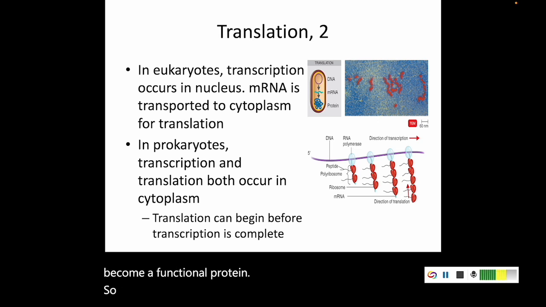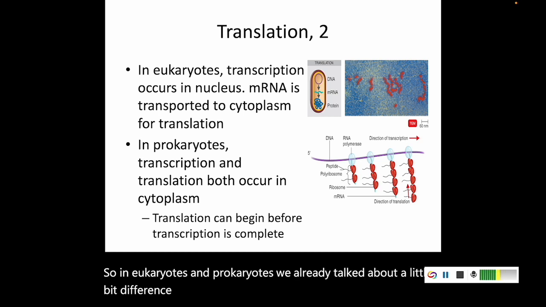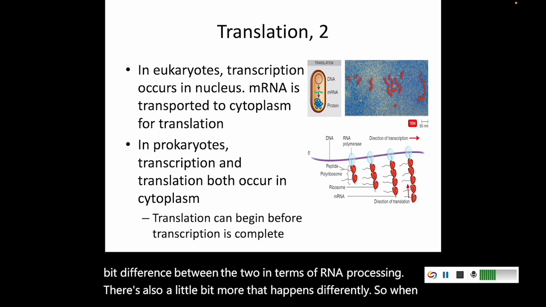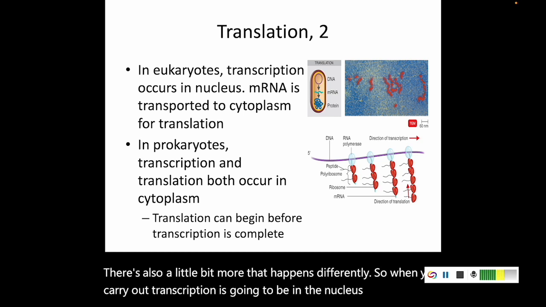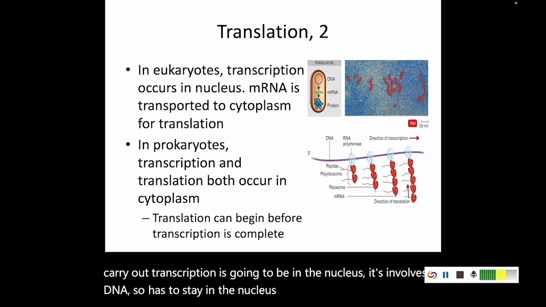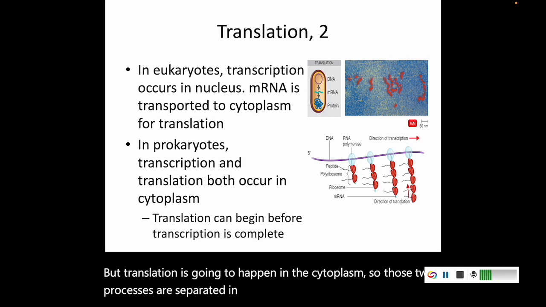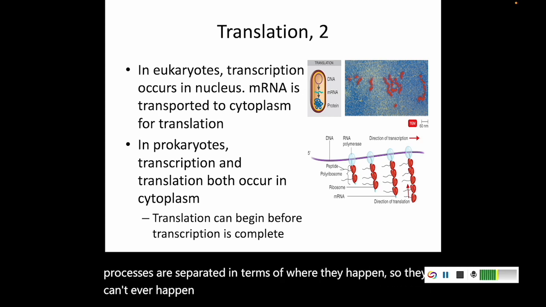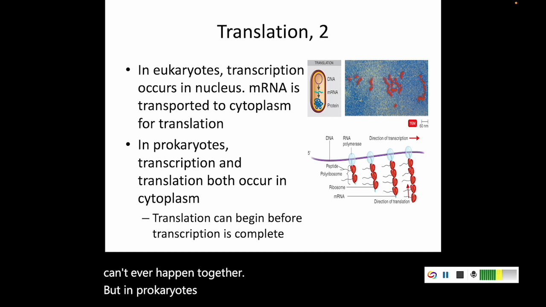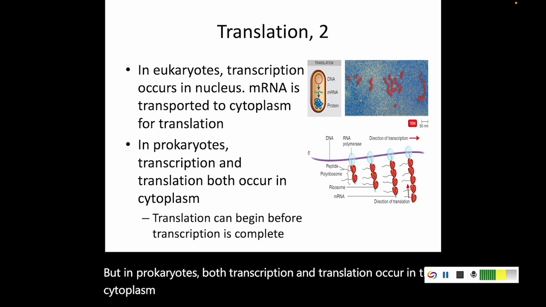So in eukaryotes and in prokaryotes, we already talked about a little bit of difference between the two in terms of RNA processing. But there's also a little bit more that happens differently. So in eukaryotes, transcription is going to be in the nucleus. It involves DNA, so it has to stay in the nucleus. But translation is going to happen in the cytoplasm. So those two processes are separated in terms of where they happen, so they can't ever happen together. But in prokaryotes, both transcription and translation occur in the cytoplasm, and because they're occurring in the same space, they can occur at the same time.